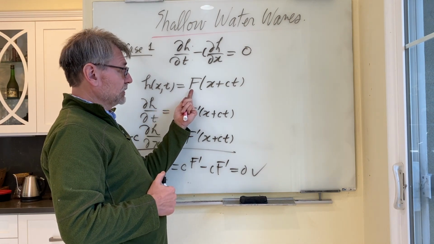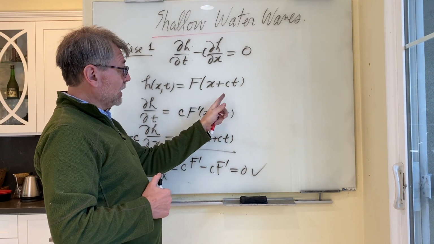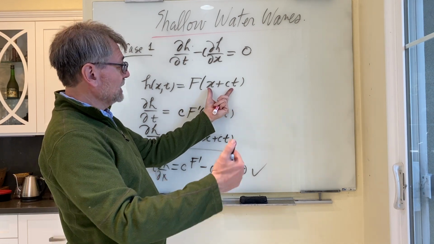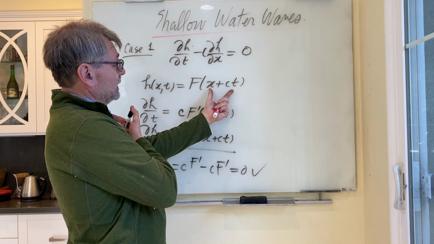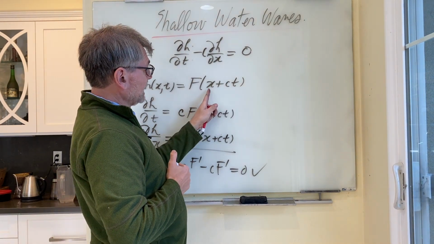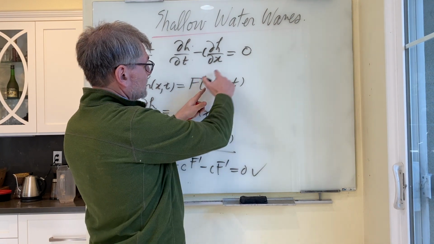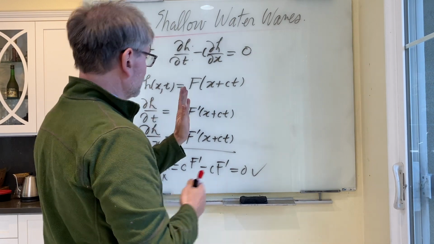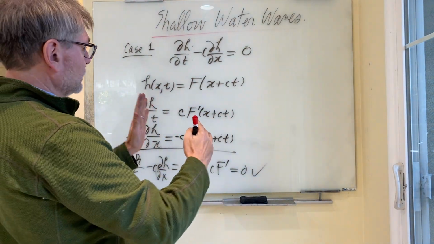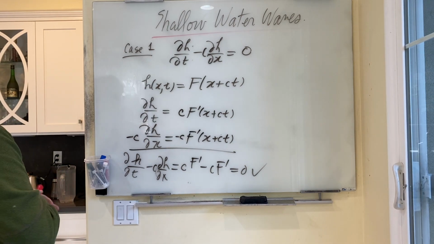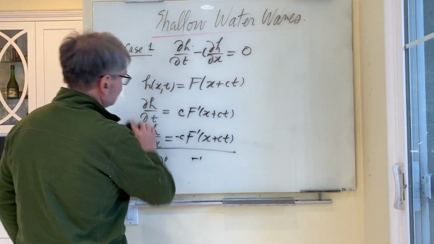So h is some function whose argument is x plus ct, and this corresponds to a wave propagating in the minus x direction, right? As t increases, x has to decrease if f of the argument is going to be a constant. So as t increases, the value of the function gets translated to the left. All right, and then case 2.